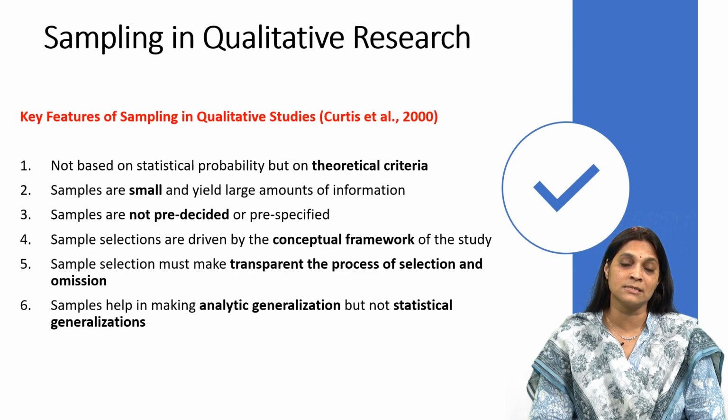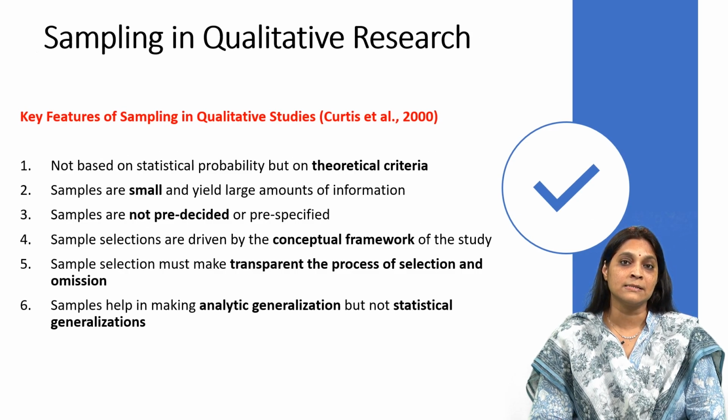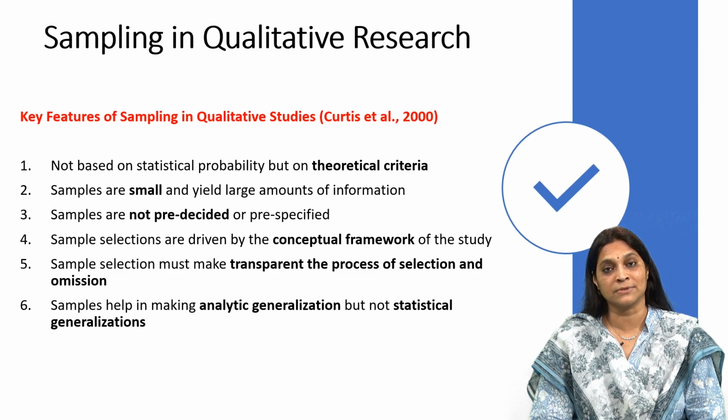The first of these is that it is not based on statistical probability but on theoretical criteria. What does this statement mean? When we talk about statistical probability, as Dr. Subudhi has already explained to you in the earlier sessions during the week, there is a pre-decided sample size calculation which normally takes place in quantitative research designs, but you will not find the very same in qualitative studies because these samples are guided by the choice of theoretical criteria which is embedded in the research questions of the study.